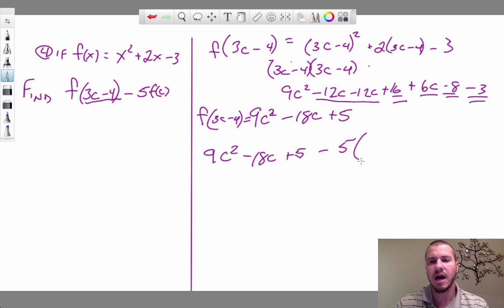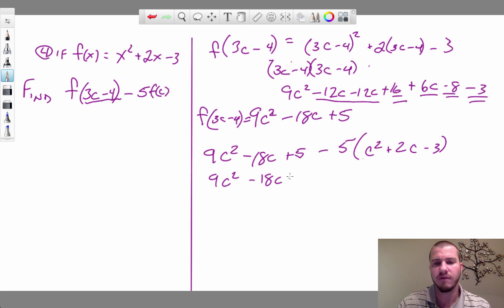Basically, that's just 5 times f of x. f of x is x squared plus 2x minus 3. The only difference is, instead of the x, I'm going to change it to a c. So instead of writing x, I plug in c for x, and now I can simplify it. So I have this first one, and then I distribute the 5 into that f of c function in this case. So I have 5c squared minus 10c plus 15.